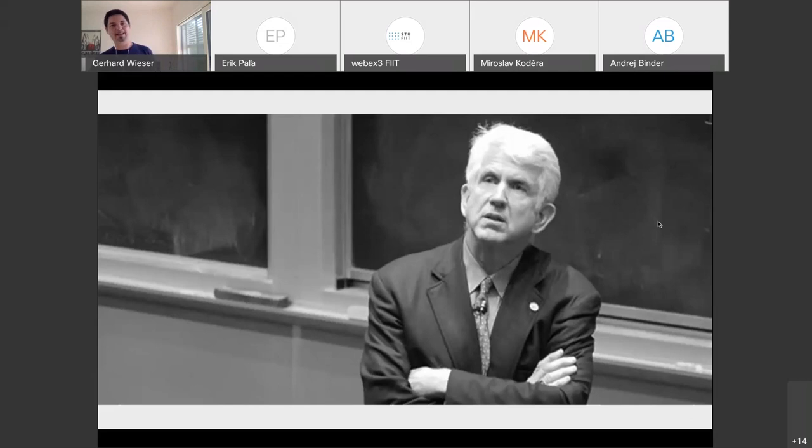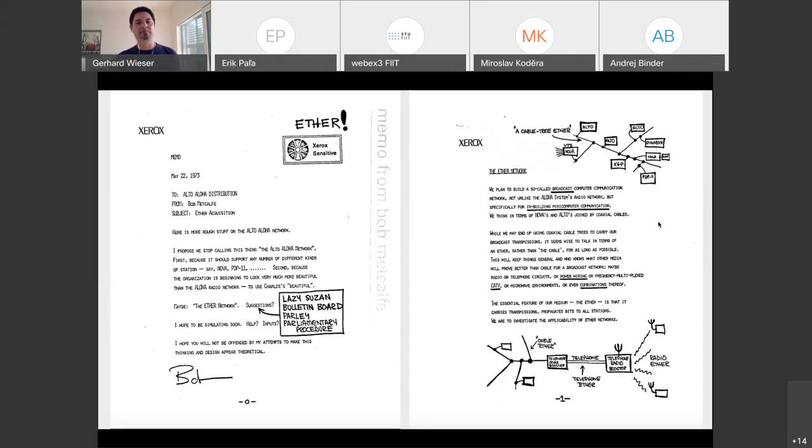And this is the paper. He was working at Xerox at the time. And check it out. It's worth reading. It's really cool. So he basically hand drew that thing and introduced the concept of the ether that he would later on use for Ethernet.